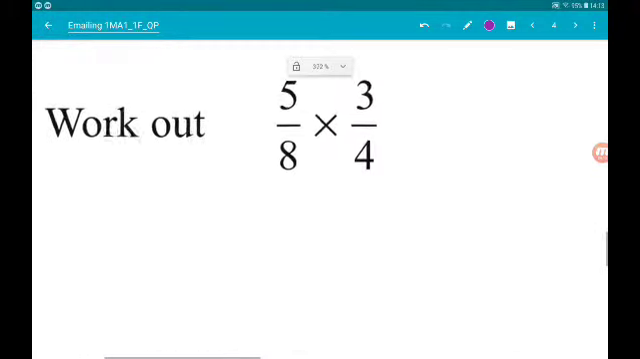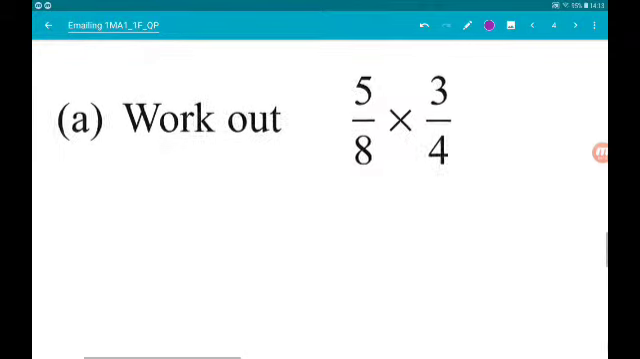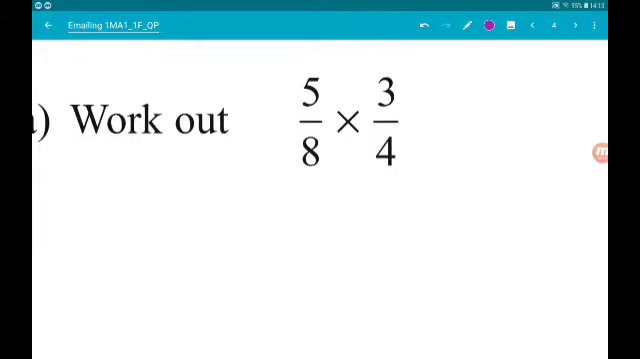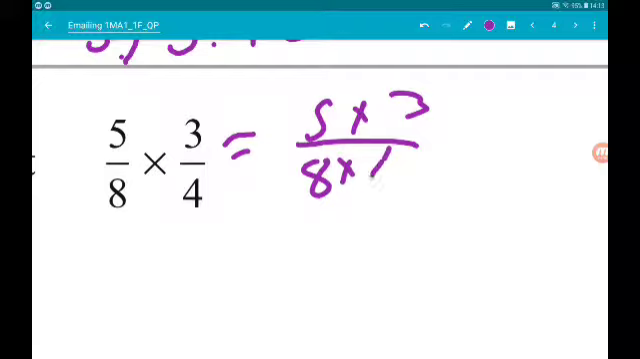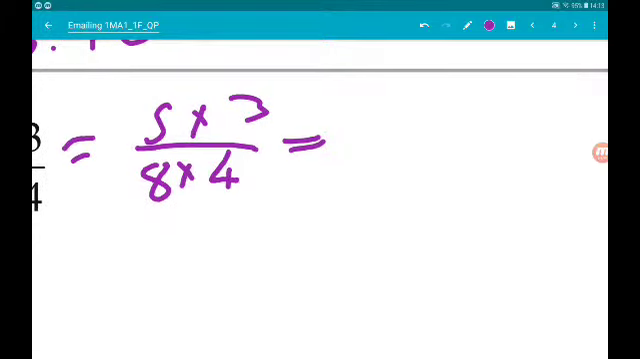Okay, 8a wants to work out 5/8 times 3/4. So multiplying fractions is the nice one. You multiply across the top and across the bottom. So we're going to get 5 times 3 over 8 times 4. 5 times 3 is 15. 8 times 4 is 32. Boom.